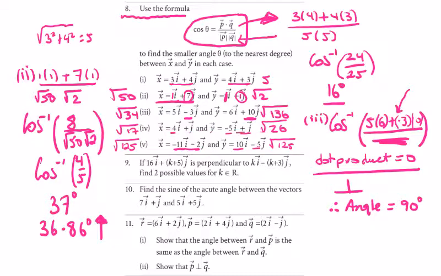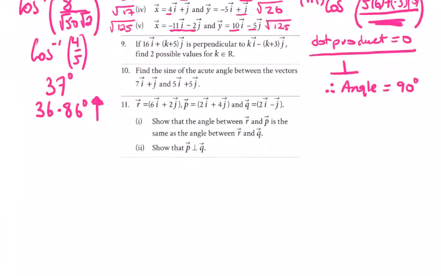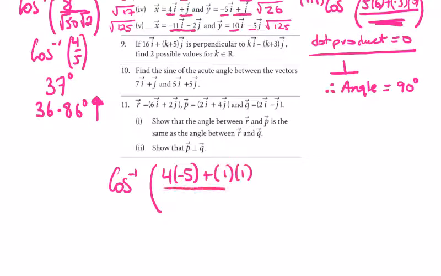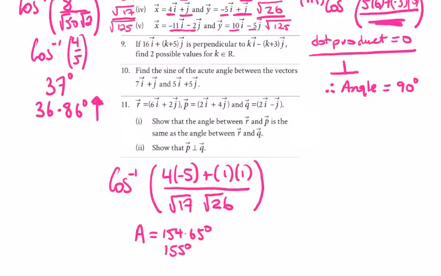So part 4. The dot product for 4, let's just give ourselves a bit of room. We have 4 by minus 5, so we're getting the inverse cos of 4 by minus 5. And then we have 1 and 1 again, plus 1 by 1, all over the product of the magnitudes, which is root 17 by root 26. And typing this directly into our calculator, we get the angle. Let's just call it A. A is equal to 54.65 degrees. To the nearest degree will be 155.